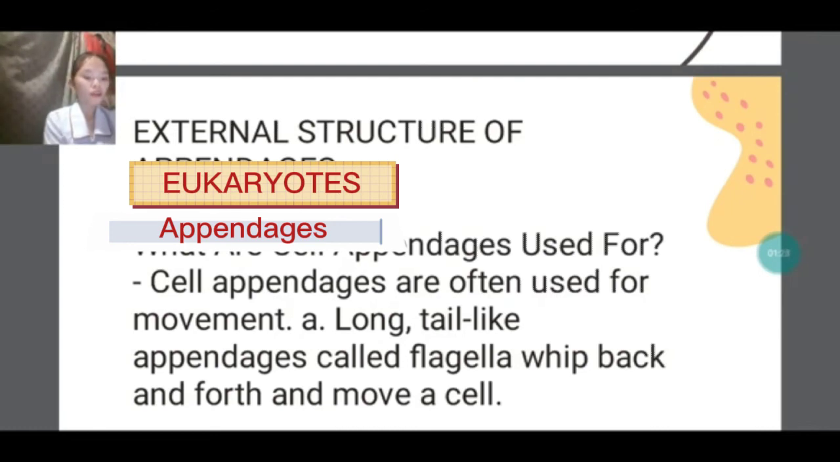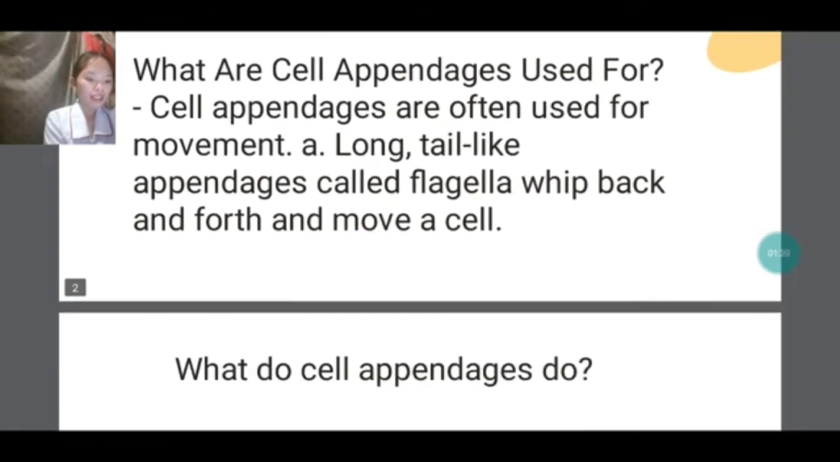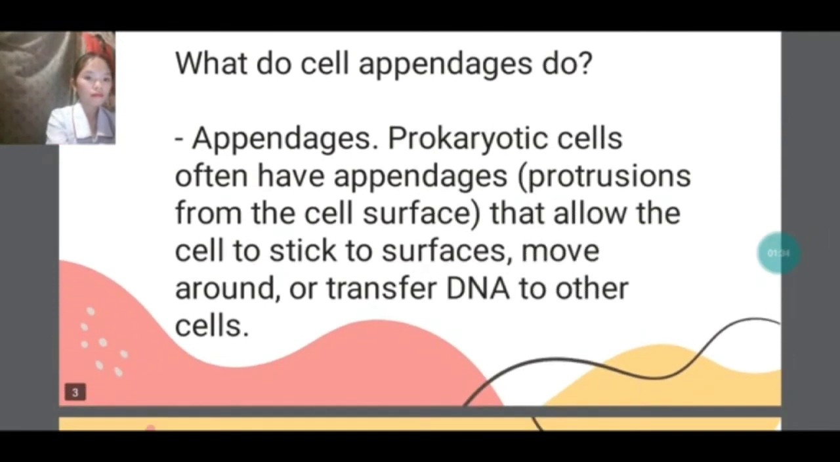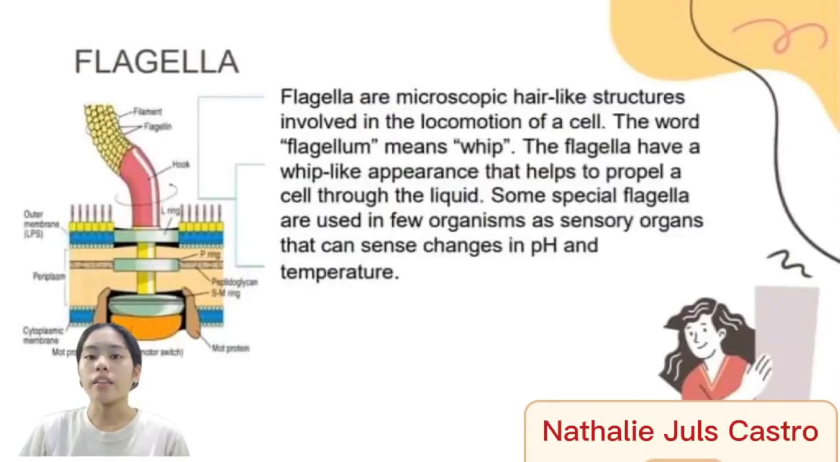Longer appendages known as pili are available in numerous kinds which have specific roles. For instance, sex pili hold bacterial cells together and permit DNA to be transferred among them in a process known as conjugation.